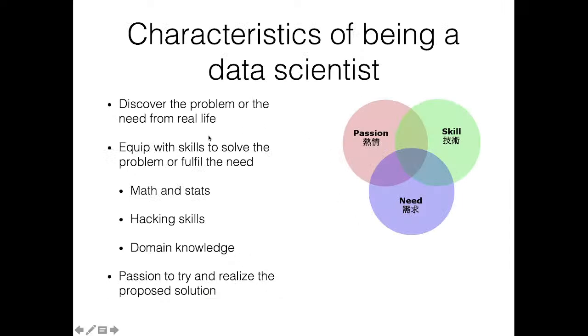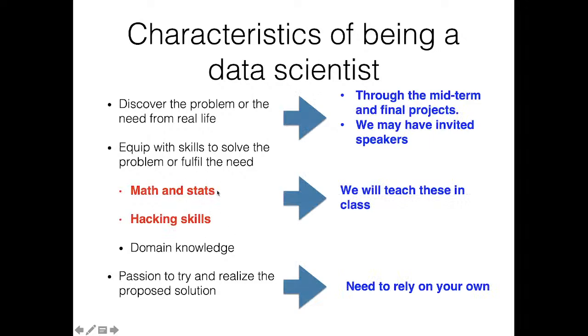Okay, so we said that data science contains 3 parts: math and stats skills, hacking skills, and domain knowledge. And in this course, we will mostly focus on the math and stats and hacking skills, which means that we will talk about how these algorithms work and why they work like that. And for the domain knowledge, you will need to propose a final project, and I hope that your final project somehow combines machine learning with some of your domain knowledge.